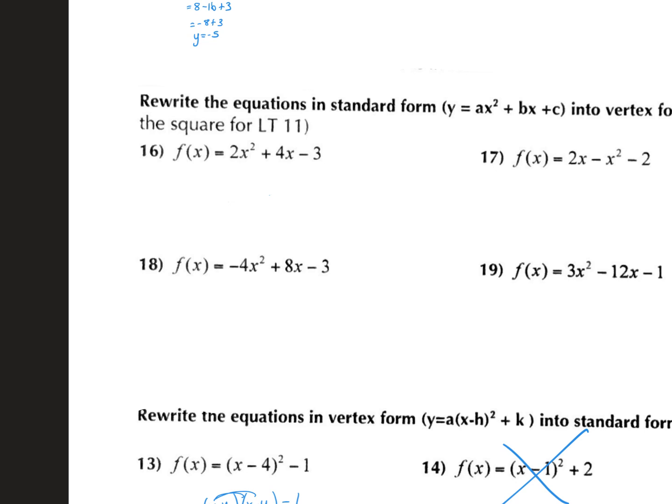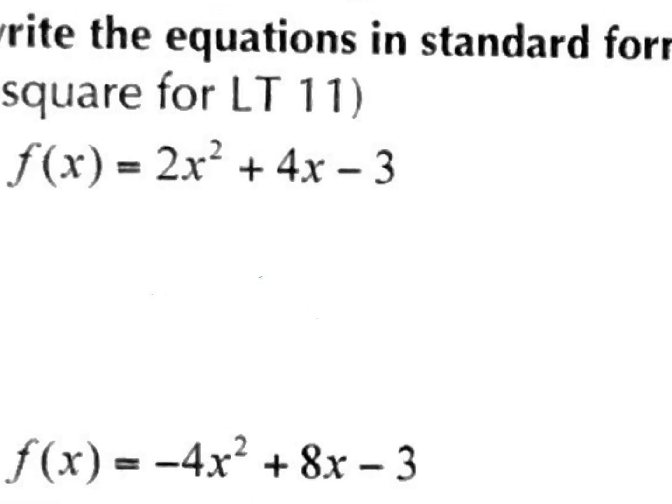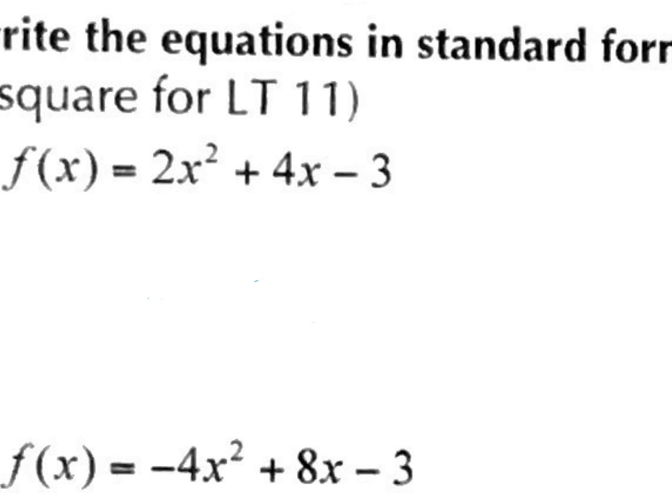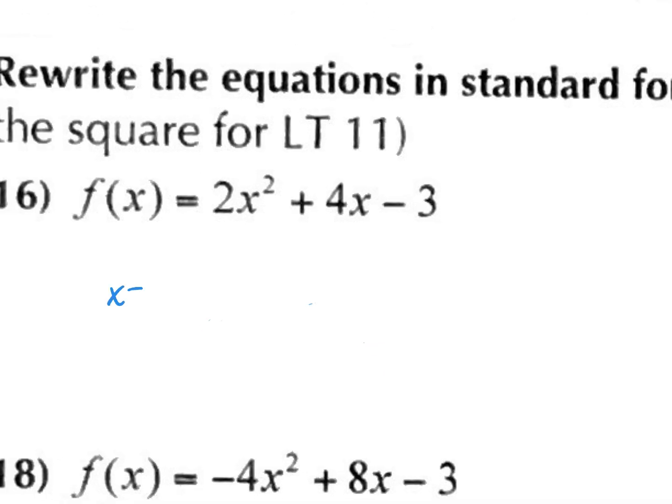You want me to do 16? Oh, no, I can't. I can. They want you to write it in vertex form. So let's find the vertex. x equals negative b over 2a. So this is A, this is B, and this is C. So Julie, I got negative 4, right? Over 2 times 2. So negative 4 over 4 is negative 1.